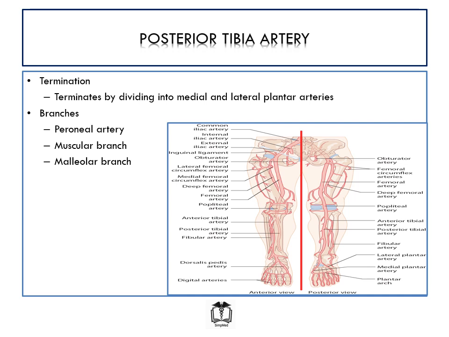Prior to its termination, the posterior tibial artery tends to form a number of branches. It forms the peroneal artery. The peroneal artery tends to supply structures in the lateral compartment of the leg. The muscular branch would supply muscles of the posterior compartment of the leg, and then finally the malleolar branch would give supply to the ankle joint, also around the malleolar region.